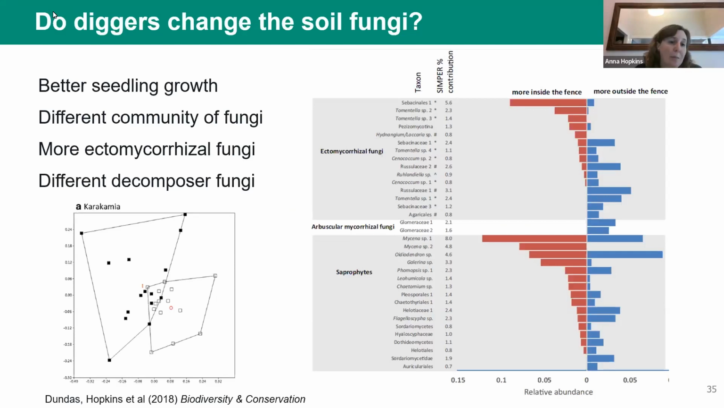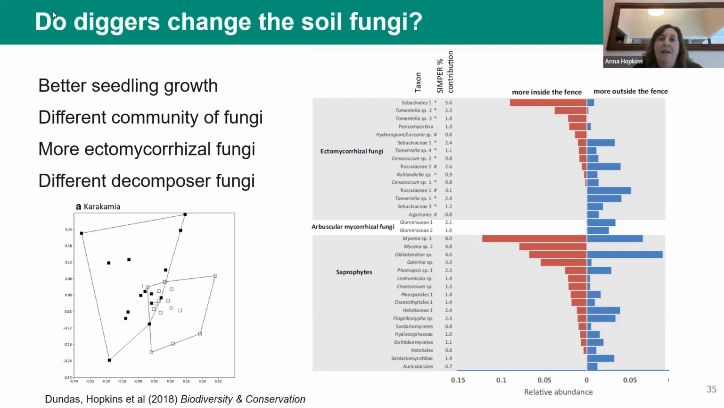So you can see that in the bottom left. The dark squares are seedlings grown in soil from inside the enclosure, and the open squares are from soil taken from outside the enclosure. So that was really interesting. There was clearly a big difference in the soil fungi between inside and outside the enclosure. And then when we drill down to look at what some of those species were, on the right-hand side, you can see what some of the key species were that we found.